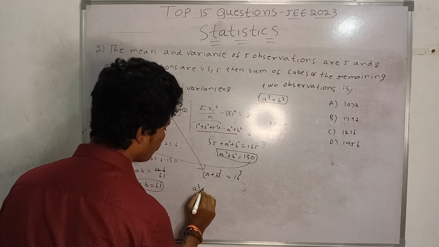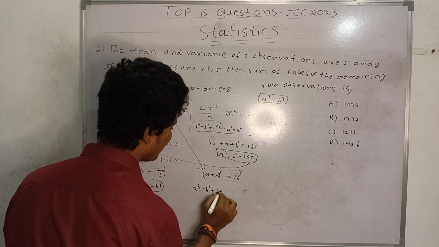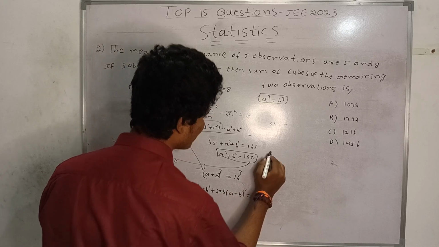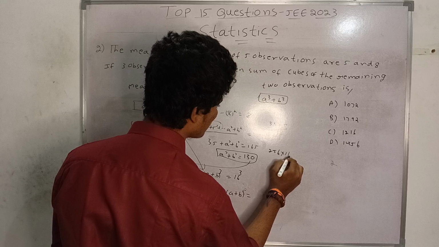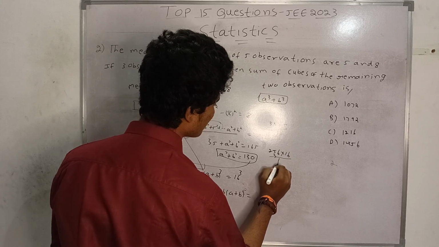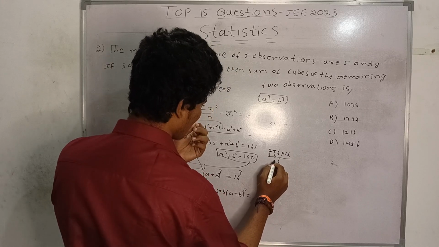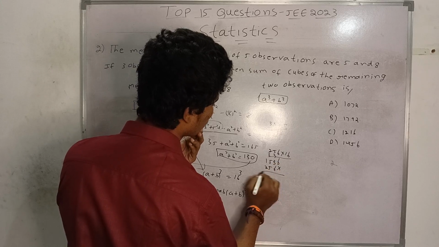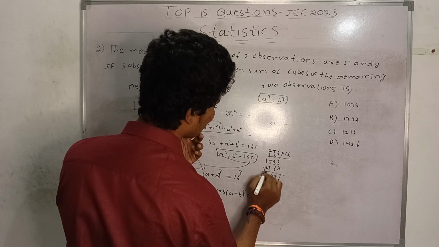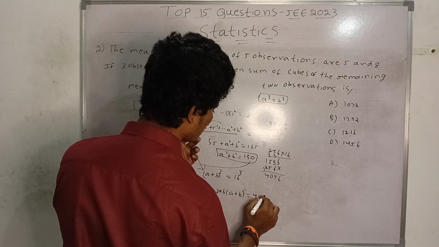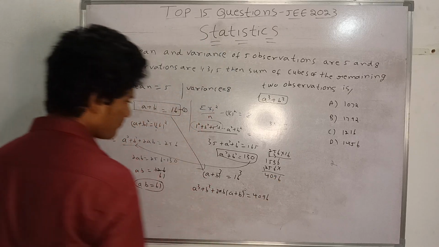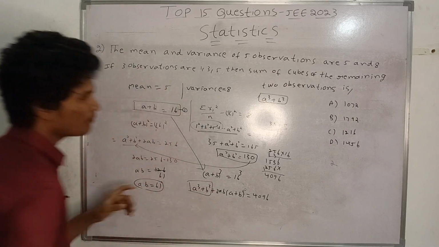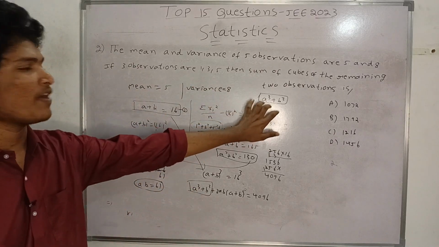I get here A cube plus B cube plus 3AB into A plus B equal to 16 into 16 into 16, that is 256, and 256 into 16 is 4096. Equal to 4096. I want this because the question is like this only. I have to find a cube plus b cube.